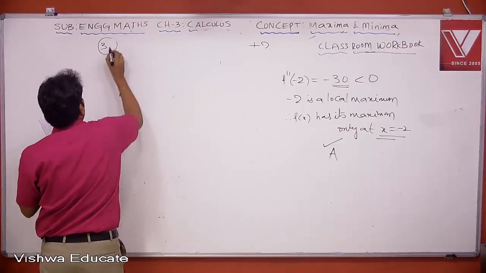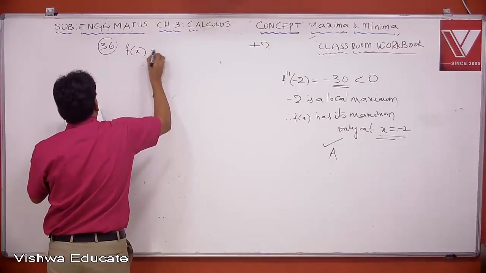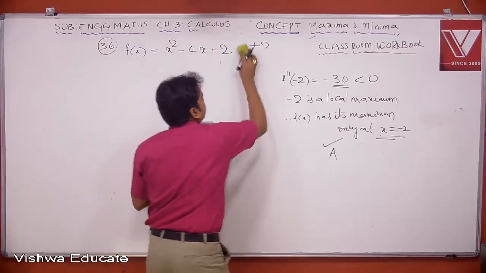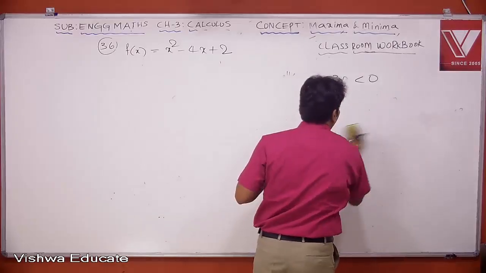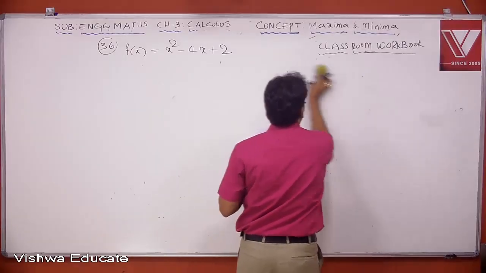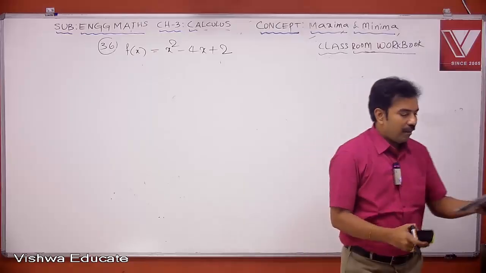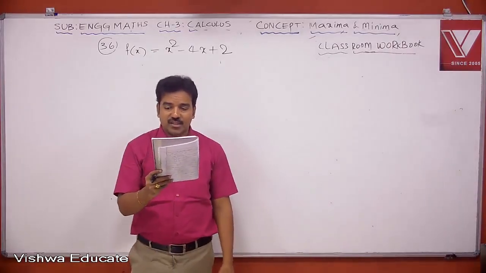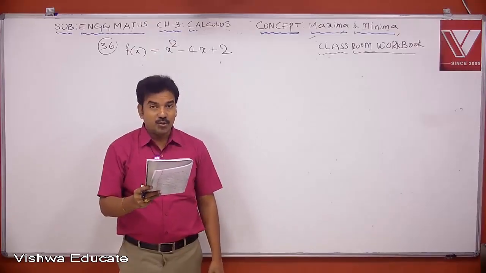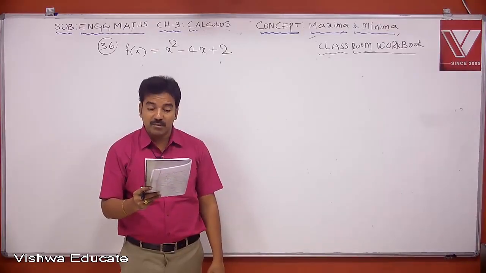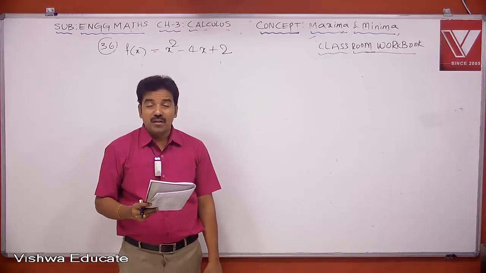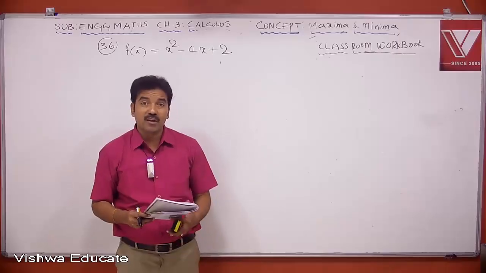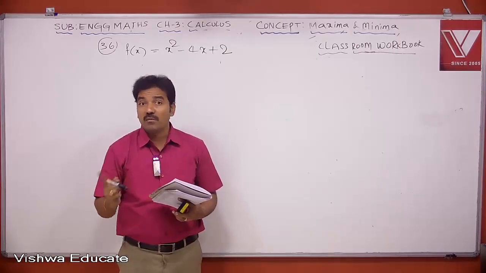The optimum value of the function f of x equal to x square minus 4x plus 2 is, options are given. Optimum values means they can be minimum or maximum. Let us see. In the options, 2 is maximum, 2 is minimum, minus 2 is maximum, minus 2 is minimum. So they refer to maximum and minimum values but not local maximum and local minimum. Optimum value means it is either a minimum or maximum.